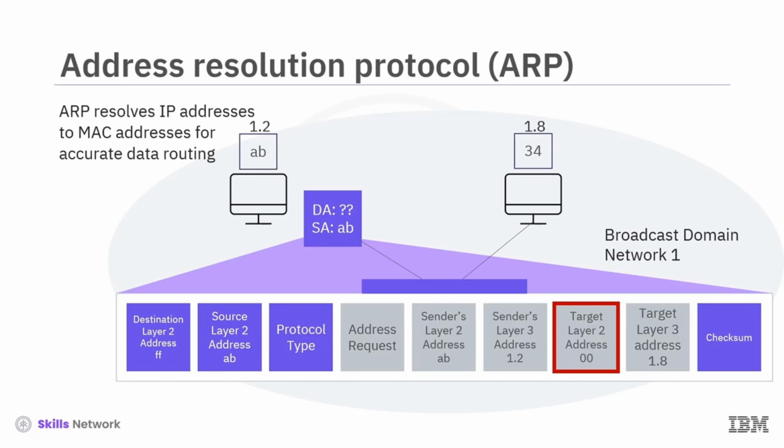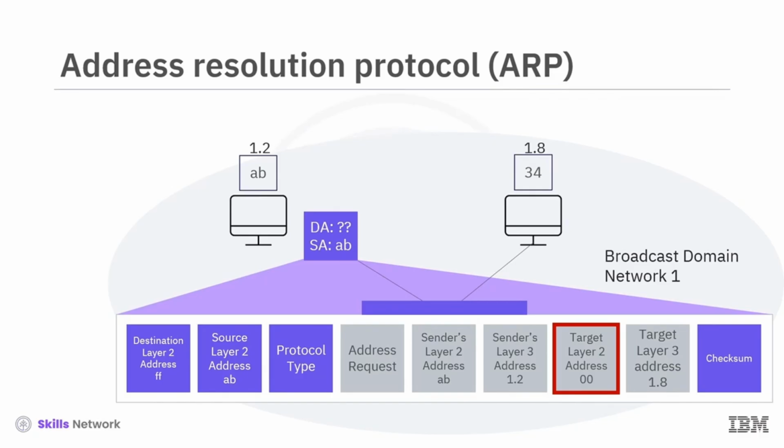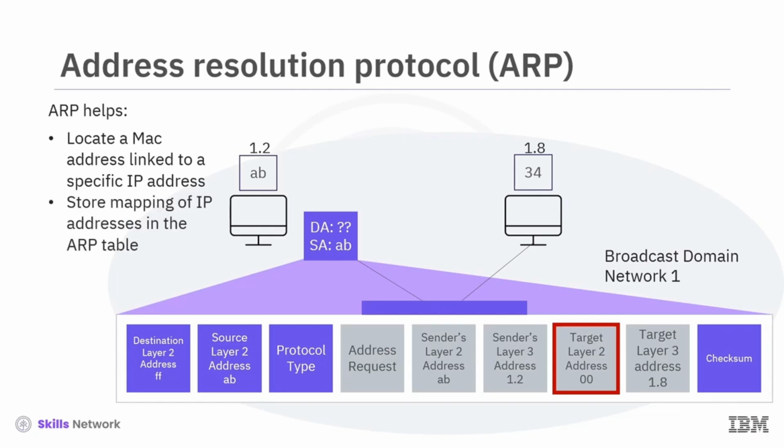ARP resolves IP addresses to MAC addresses for accurate data routing. Let's discuss it. Address Resolution Protocol, ARP, troubleshoots network issues and sets up new devices. Understanding ARP involves recognizing that devices must find the MAC address corresponding to a given IP address. This mapping is stored in the ARP table, which helps devices locate these addresses efficiently. Let's examine the ARP table on the Linux router.